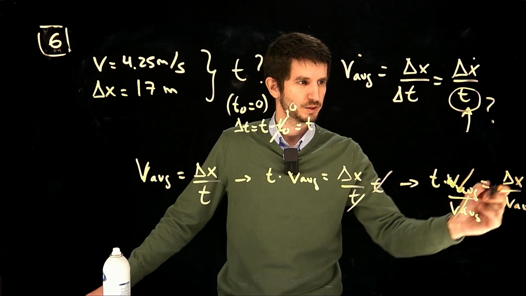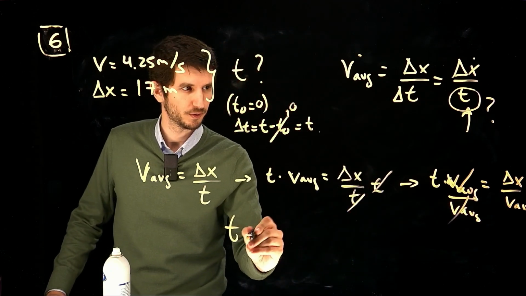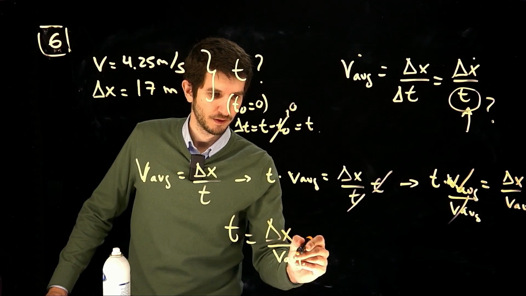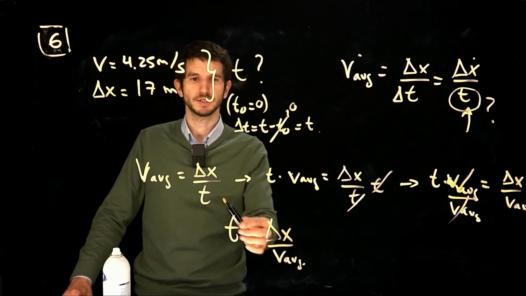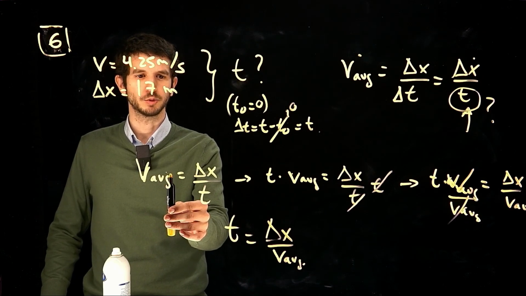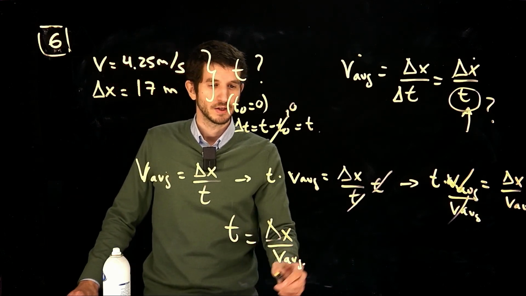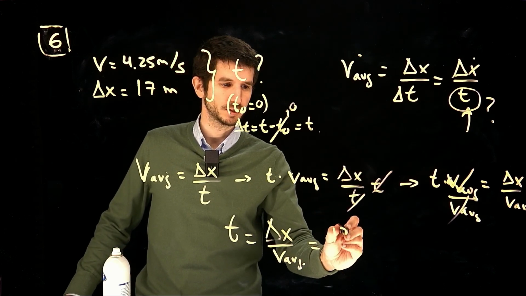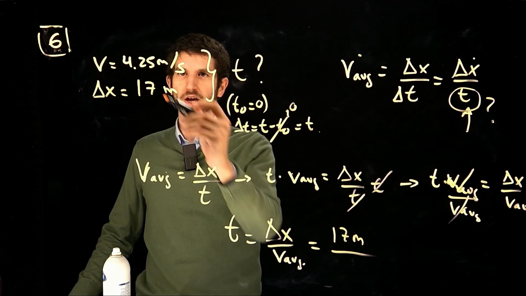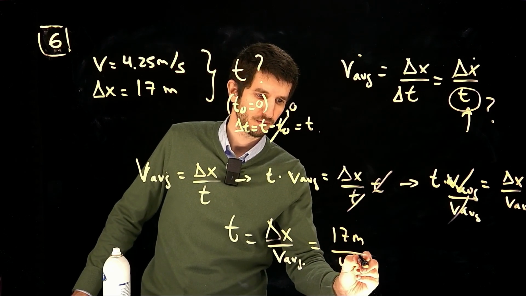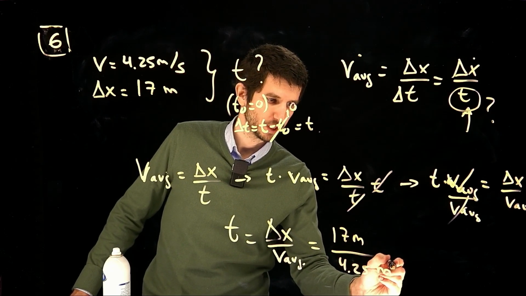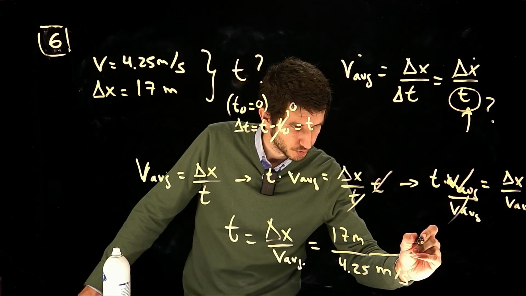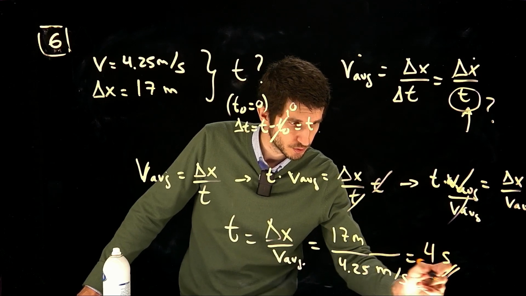So this cancels, and so we find finally time. Now, of course, you can do just much more simpler. This is dividing, so it passes multiplying. This is multiplying times 1, so it goes dividing. And then we can replace our numbers in here. So we have 17 meters, and we have 4.25 meters per second. And so we can finally solve and find out that the answer is 4 seconds.